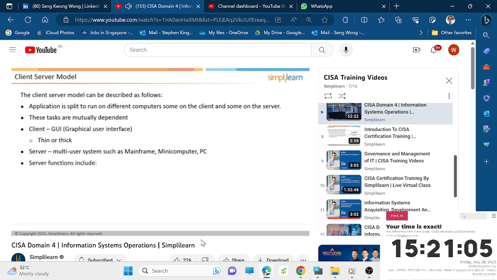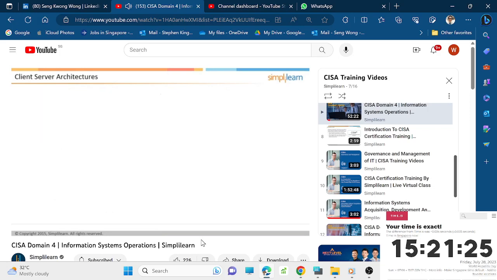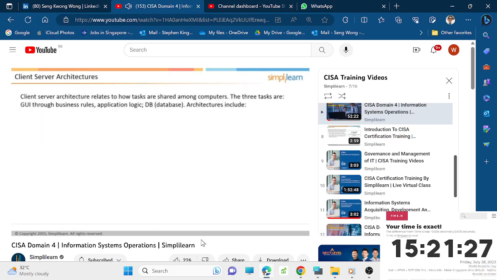Some of the server functions include file, print, database communication, facsimile, etc. Advantages of client-server architecture include distributing work among computers and sharing of system and data resources. In the following screen, we will discuss different tiers of client-server architectures and middleware. A multi-tiered architecture can be used to show how tasks are shared among computers at the graphic user interface through business rules and application logic and database levels.